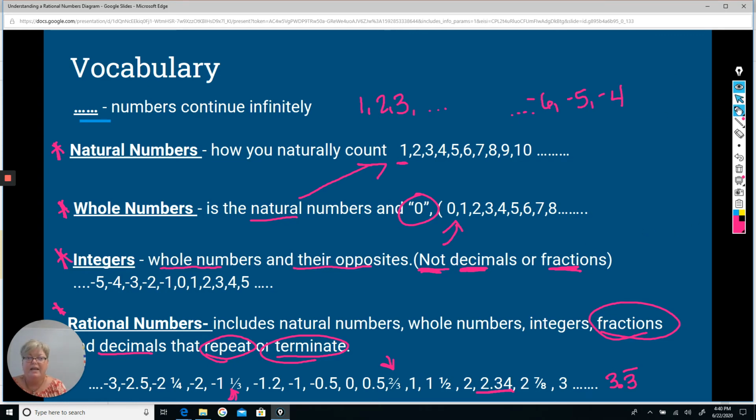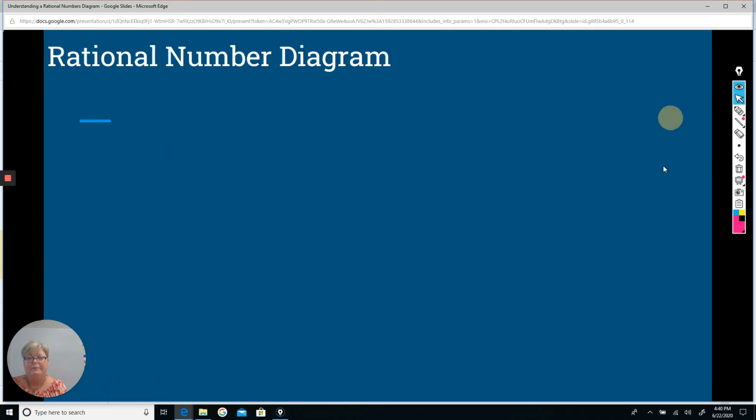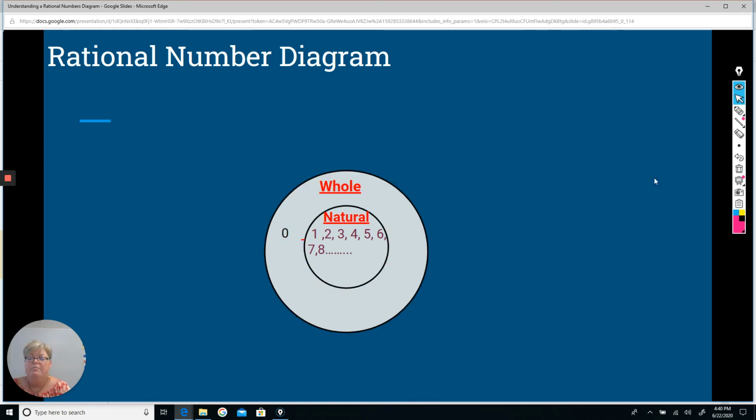So now we're going to take a second and look at the diagram on here. On the diagram, we have natural numbers, and you can see it's got the same numbers that are in the vocabulary, 1 through 8. It's got dots telling you that it's going to go on forever. And then we've got whole numbers.